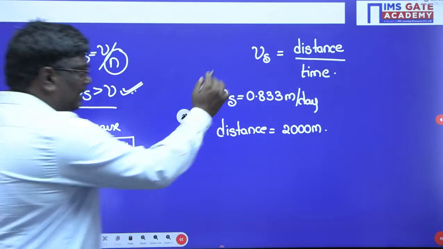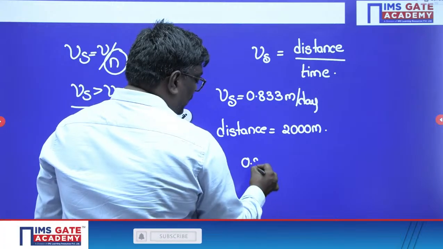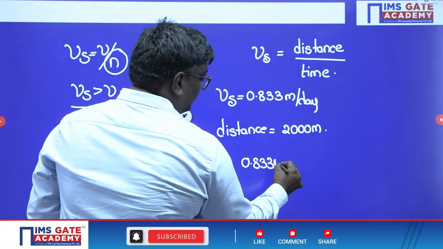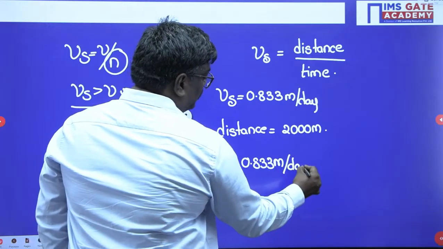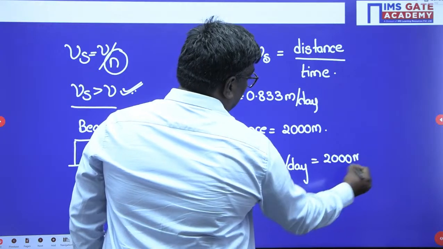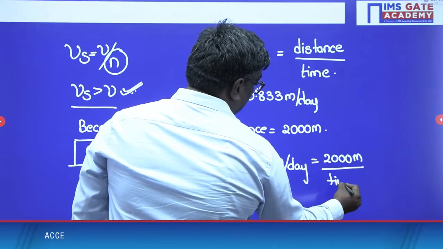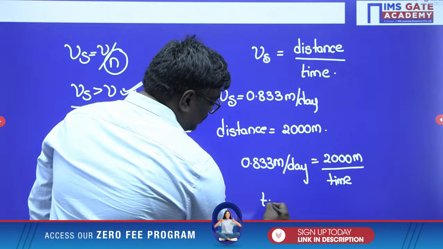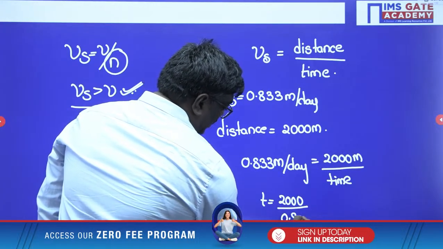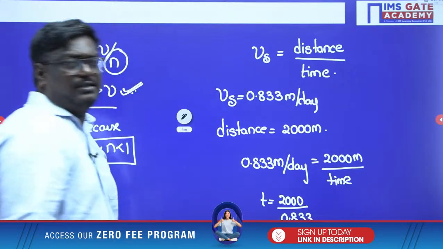So if I plug in these values, 0.833 meter per day, right? Meter per day, because I will write the units so that you will not get confused. Distance is 2000 meter divided by time. So time is equal to 2000 divided by 0.833. Yes or no, my dear students?